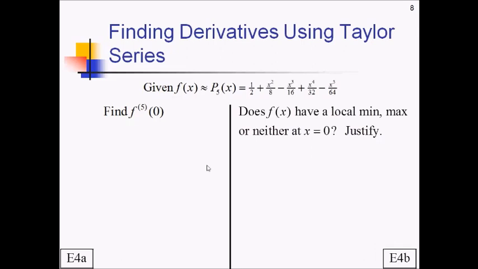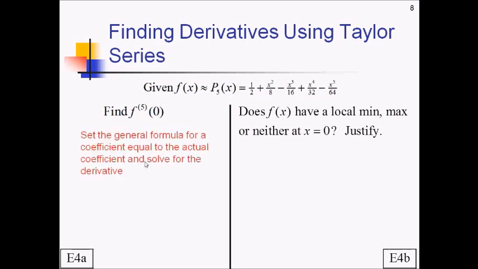For this next problem, they're giving us a Taylor polynomial for some function, and the first thing they want to know is the fifth derivative of this thing at 0. So the key here is that you have this general formula for what the coefficient should be, and you have actual coefficients to work with here. So what we're going to do is take the general formula for your coefficient, this would be x to the fifth that we would want, and then just set that equal to the actual coefficient and solve for the derivative.